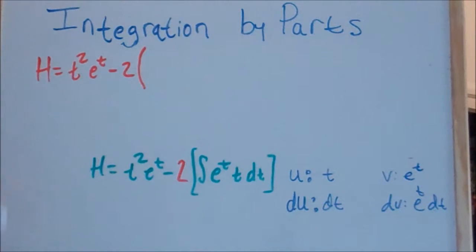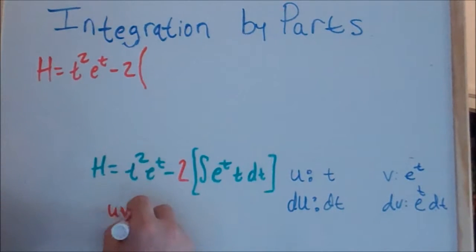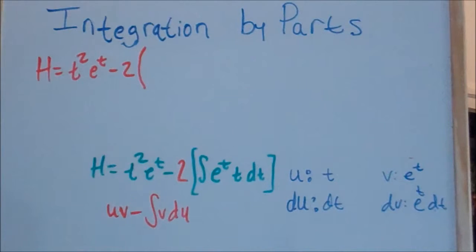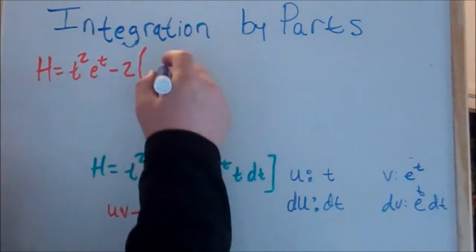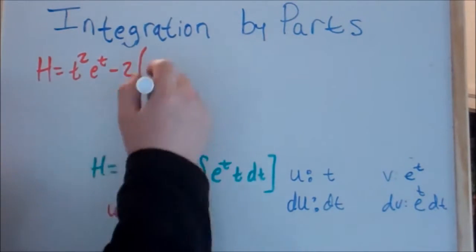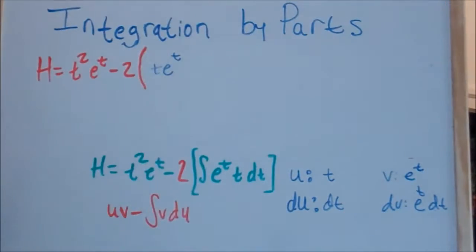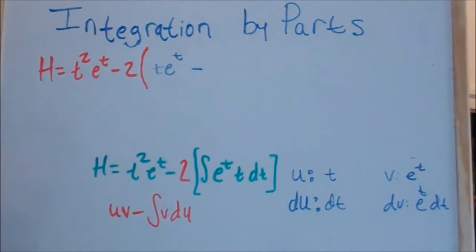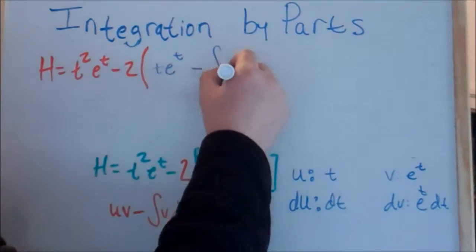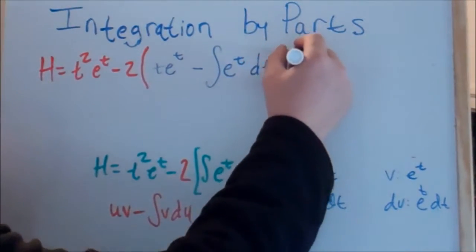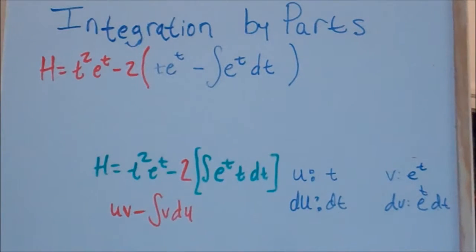Okay, so what do we put in here? We use our integration by parts formula again, which is u times v minus the integral of v du. Okay, so then we have a u and a v. Excellent. Here we go. U is t, and v is e to the t. Alright, now, subtract from that the integral of v du, and so our integral now is e to the t times dt.